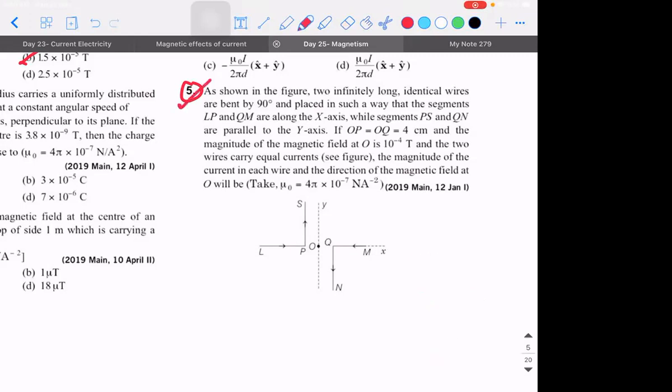So fifth one பார்க்கலாம். One last problem, then we'll move on to the next concept. As shown in the figure, two infinitely long identical wires are bent by 90 degrees and placed in such a way that the segments LP and QM are along the x-axis, while segments PS and QN are parallel to the y-axis. If OP is equal to OQ is equal to 4 centimeter and the magnitude of the magnetic field at O is 10 power minus 4 Tesla and the two wires carry equal currents, the magnitude of current in each wire and the direction of magnetic field at point O will be how much? Okay, question is very big.